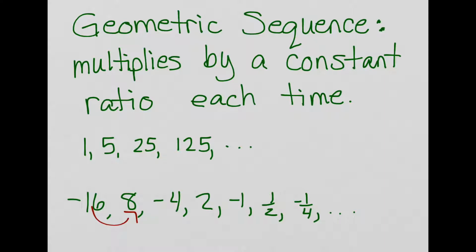So instead of dividing by 2, let's talk about this sequence as being multiplied by 1/2. But wait, we went from -16 to +8. We must have multiplied by -1/2. So what is +8 multiplied by -1/2? Oh, -4, so that works. -4 multiplied by -1/2 is +2. So our constant ratio here was -1/2. That was the pattern, the thing we were multiplying by every time.